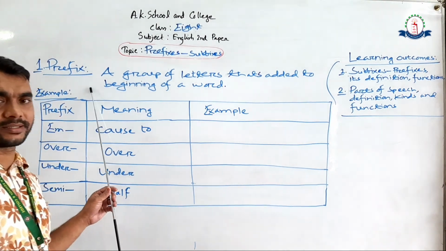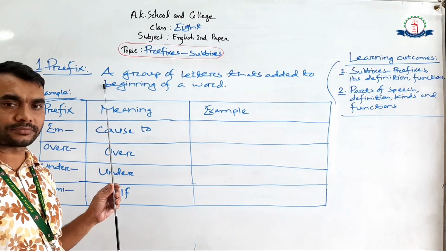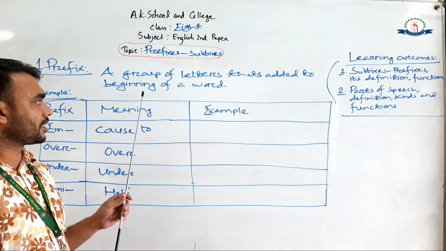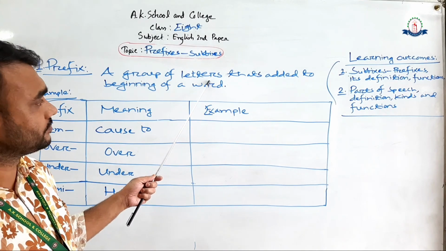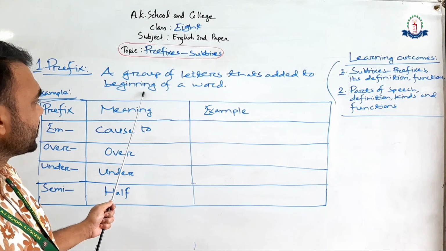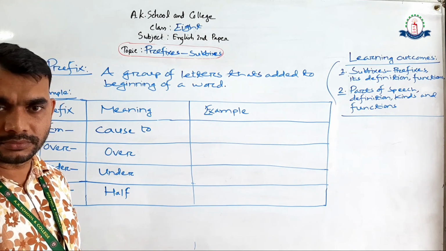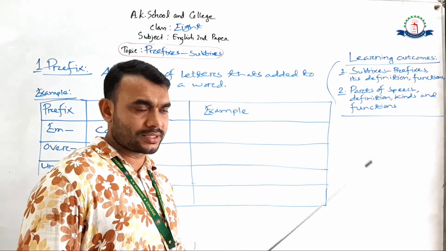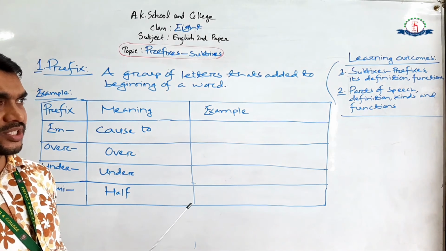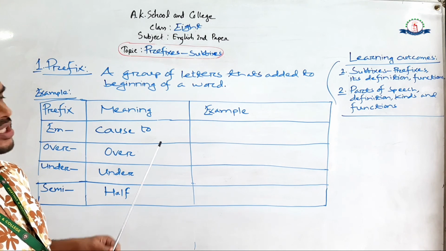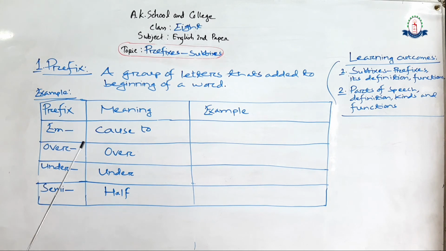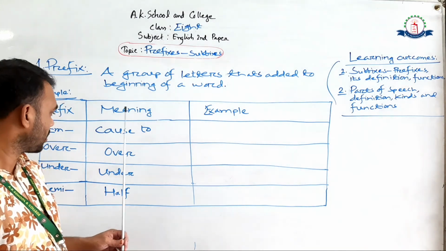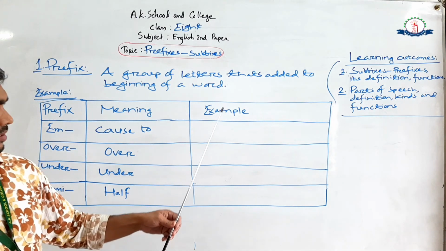See here, this is prefix. At first I have given the definition of prefix: a group of letters that is added to the beginning of a word. That is, you will get some letters which are added at the beginning of a word. So here are some examples for your better understanding. Here is the prefix, this is the meaning of that prefix, and here is an example.